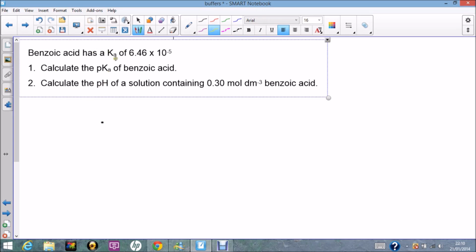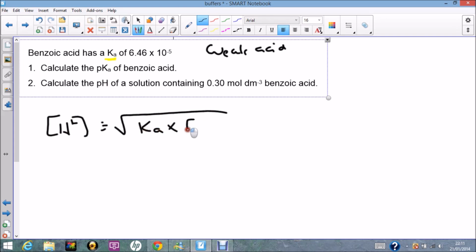So, if we've got a Ka value, we know we're talking about a weak acid. It's asking us to do the pKa. There's no mention of any salts or conjugate bases, so therefore it's definitely just going to be using the weak acid calculation, which is this one. For those of you who can't remember from F324, which we will be covering, benzoic acid looks like this. So it is a carboxylic acid, which we would expect to be a weak acid.